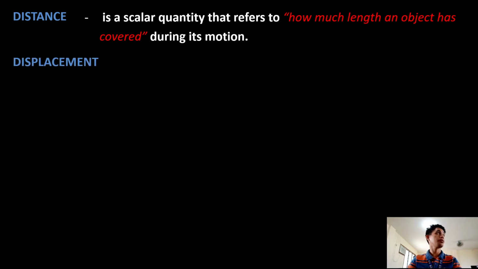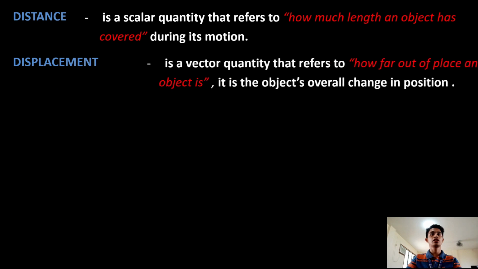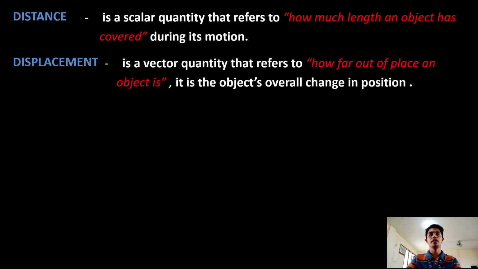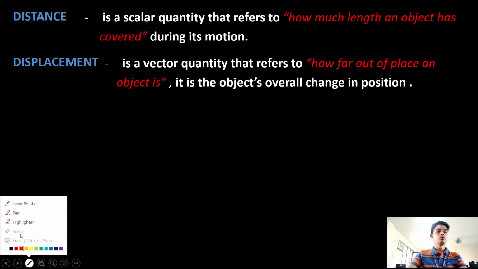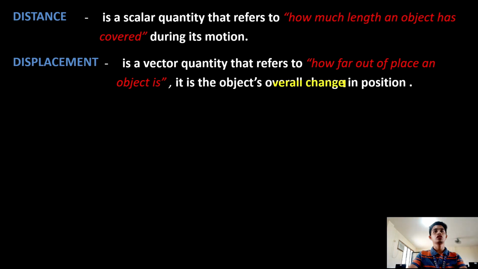And displacement. So, ano naman yung displacement? Vector quantity, refers to how far out of place an object is, object's overall change in position. So, change in position po siya. Magkaiba si distance at displacement. Si distance is scalar quantity. Si displacement is vector quantity. Si distance is gaano kahaba yung na-cover mo during its motion. Si displacement naman is yung change in position. Okay?